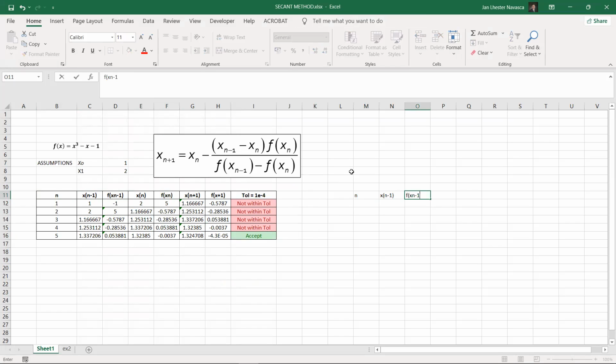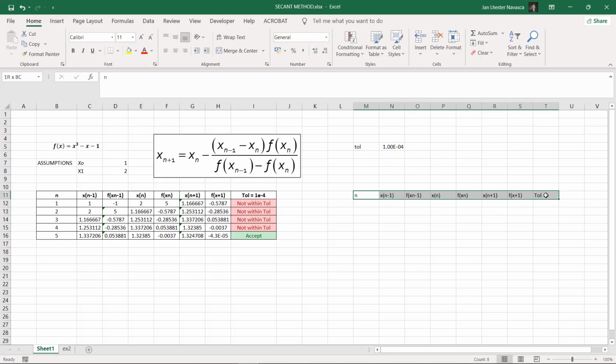Sige, since we have time, I can help you to create your second method formula. Okay, so x of n, gawin nyo lang din to, x of n plus 1. Nakikita nyo ba to? Okay, so tolerance. Sige, lagay na natin yung tolerance dito.